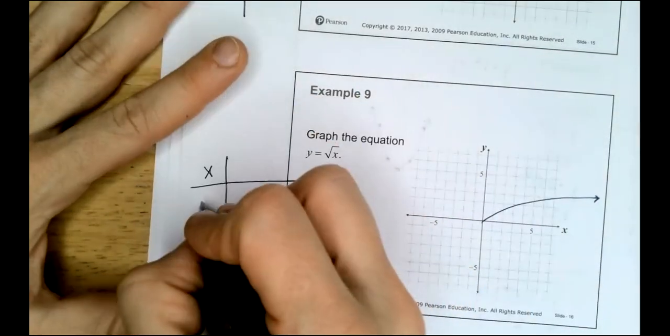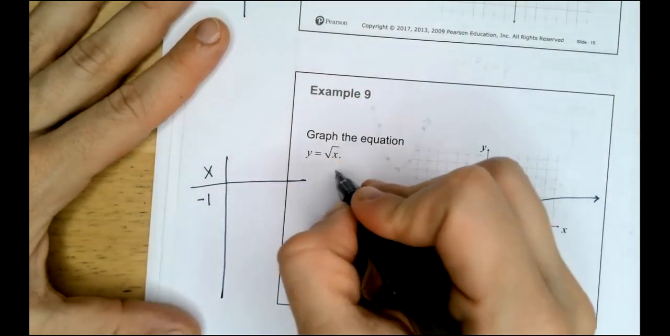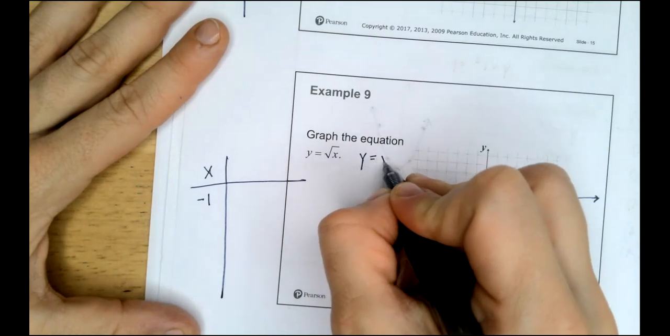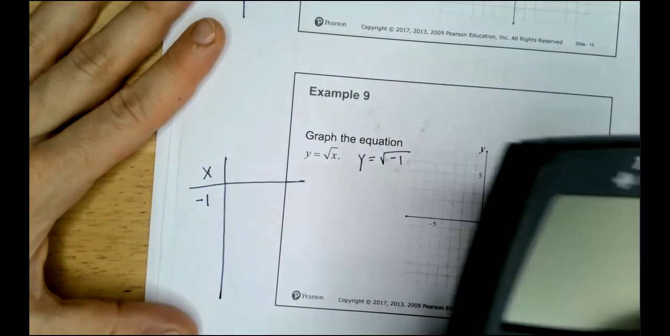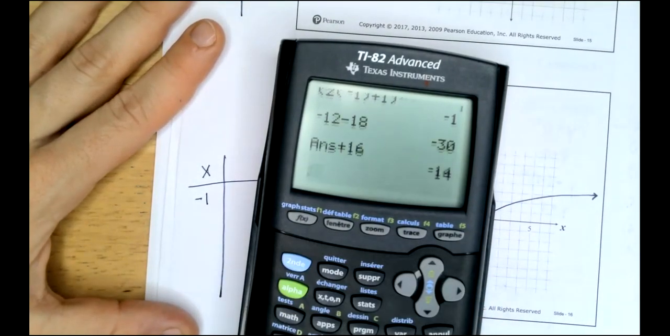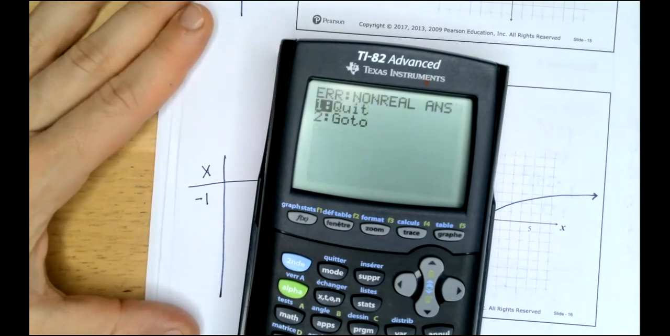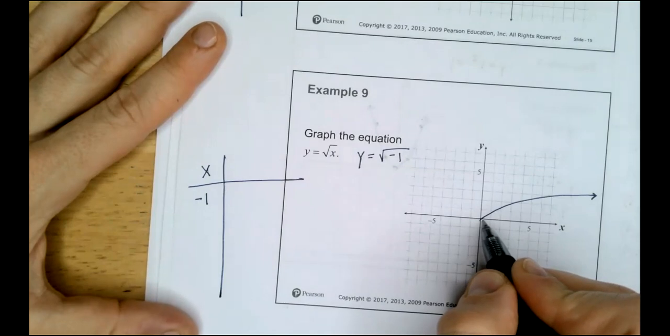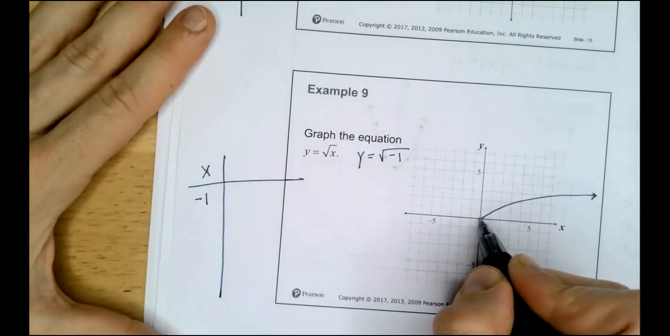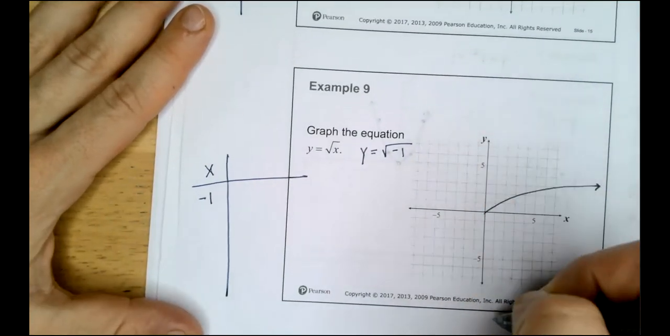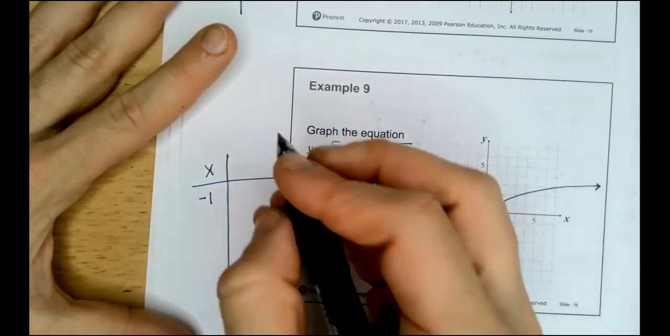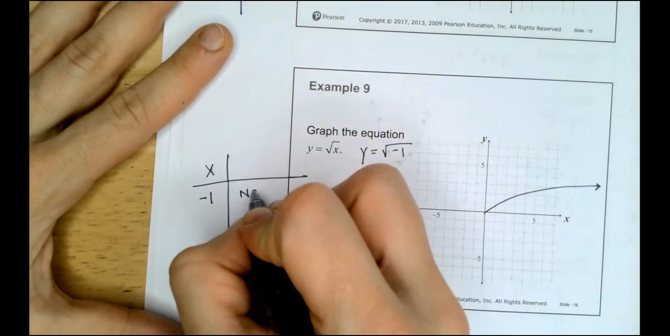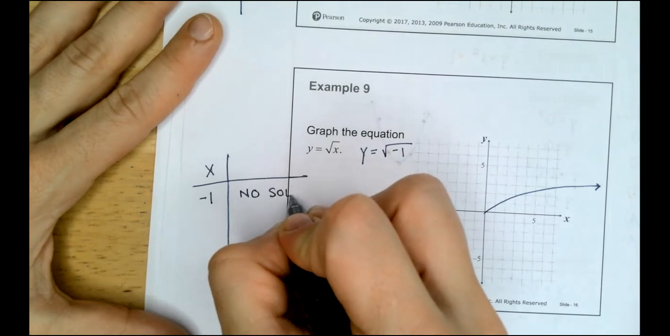Because for an x of -1, if I say y equals the square root of -1, what happens? What is the square root of -1? It's a not real answer. So there is not going to be any number on the left side of the y-axis. X cannot be negative. There's no graph or no solution.